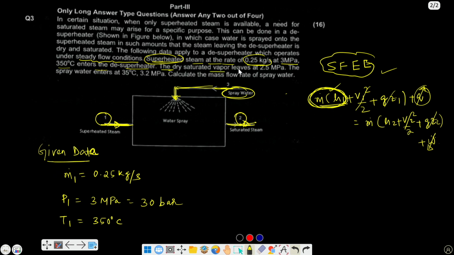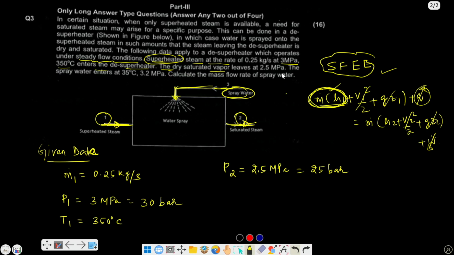The dry saturated vapor leaves at this much megapascal pressure. So we can write for state point 2 what is given: P2 is given as 2.5 megapascal, so this can be written as 25 bar.